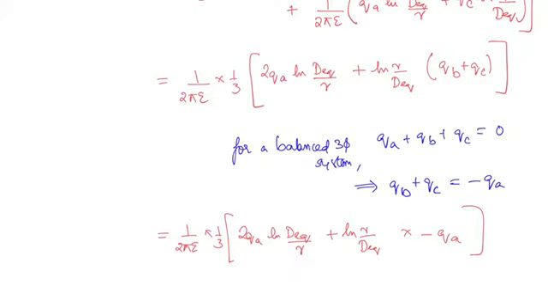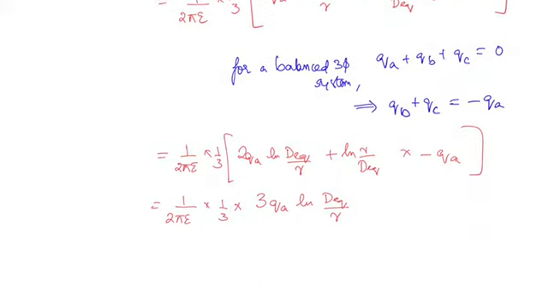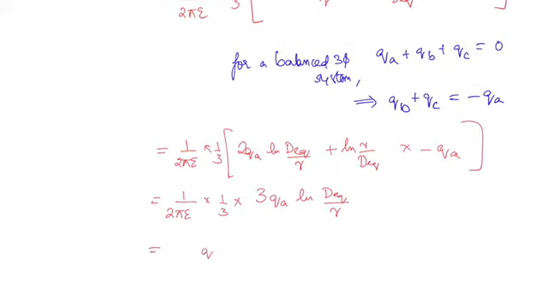So what will you get? You will get 1 by 2 pi epsilon into 1 by 3 into 3 times QA ln D equivalent by R. So 3 and 3 will get cancelled. So QA by 2 pi epsilon ln DEQ by R. This is what? This is the phase voltage of phase A.